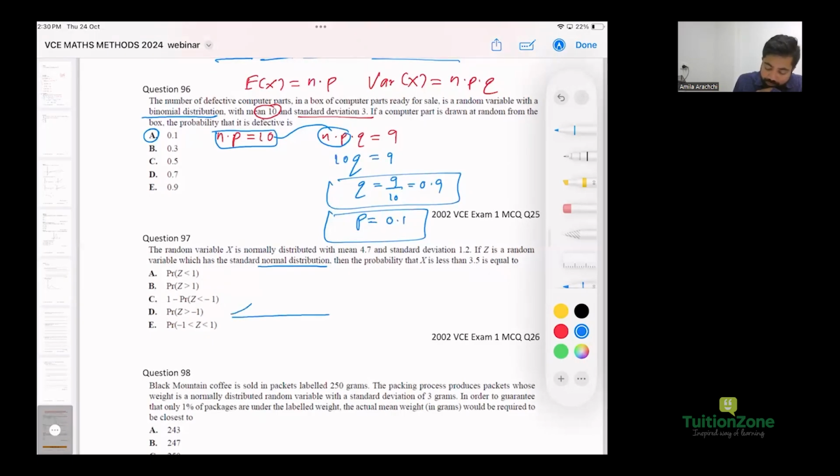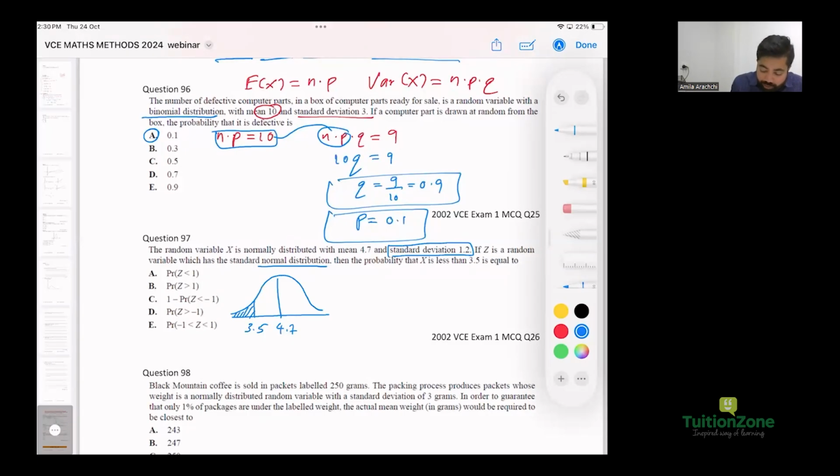I'll draw it anyway, just to understand. So mean is 4.7. Standard deviation is 1.2. What are they asking? X is less than 3.5. So I'll label 3.5. They're asking what's the value here. But looking at the answers, are they really asking the value? They're asking for this, the corresponding standard normal value, isn't it?